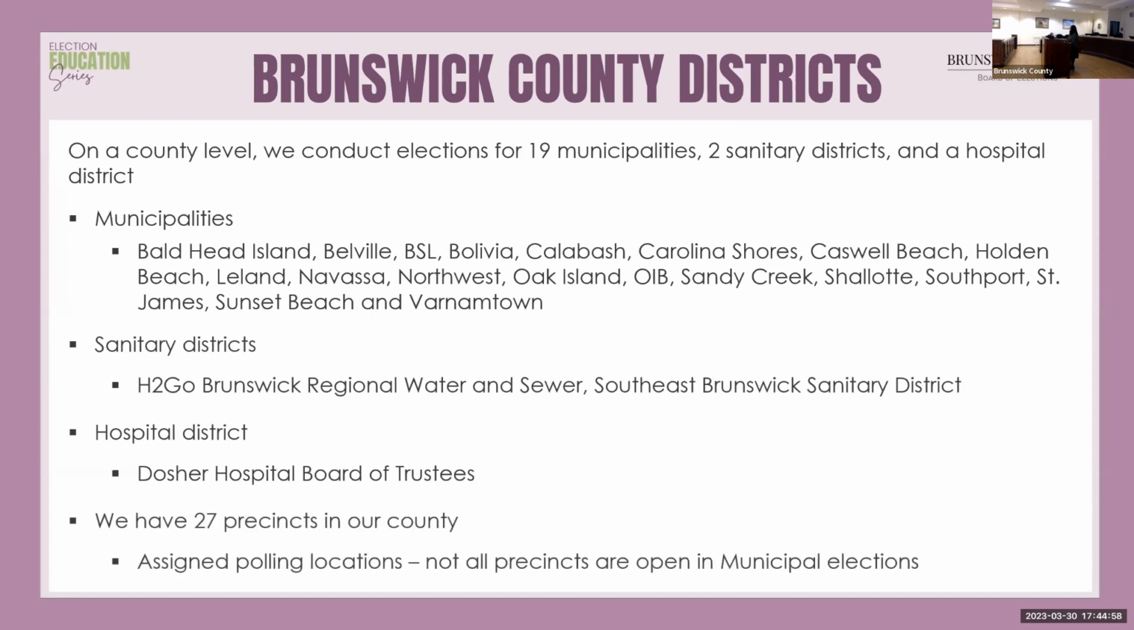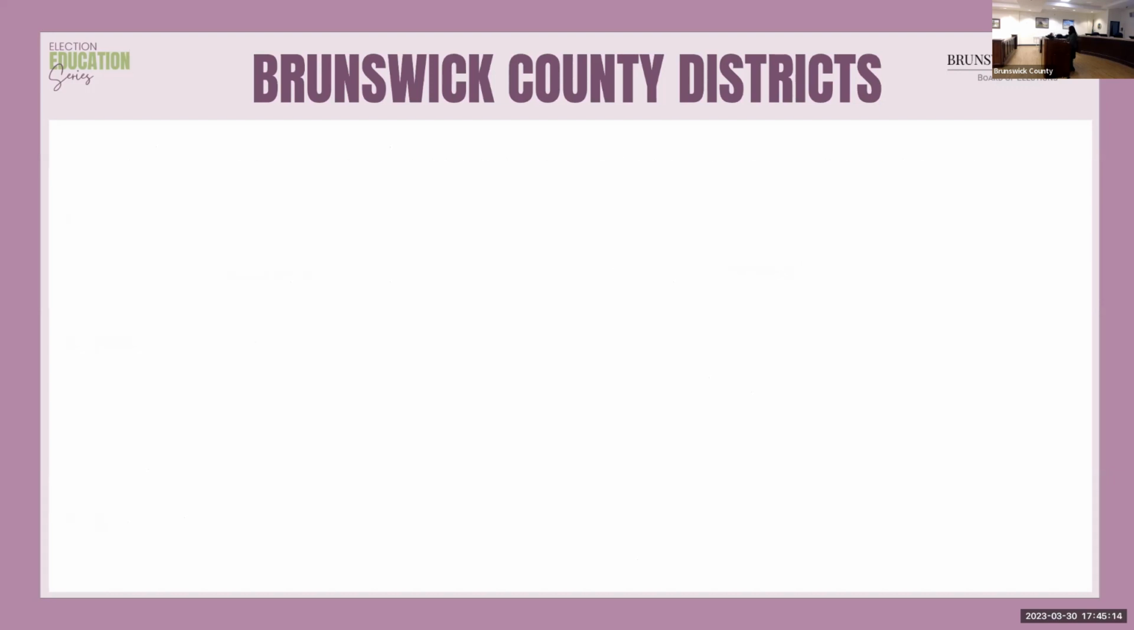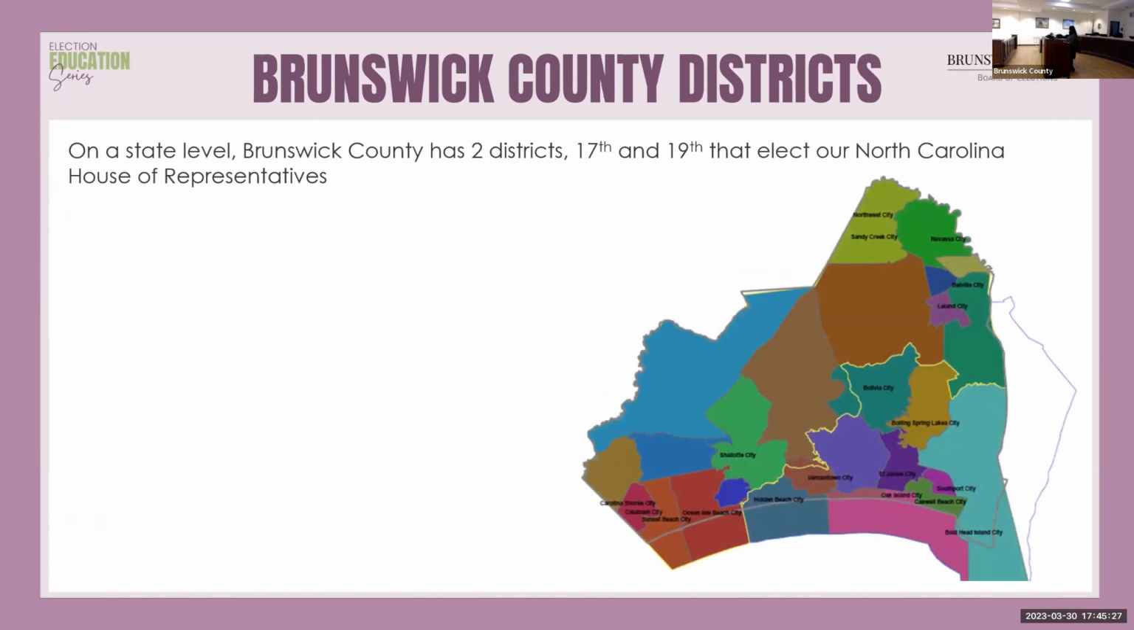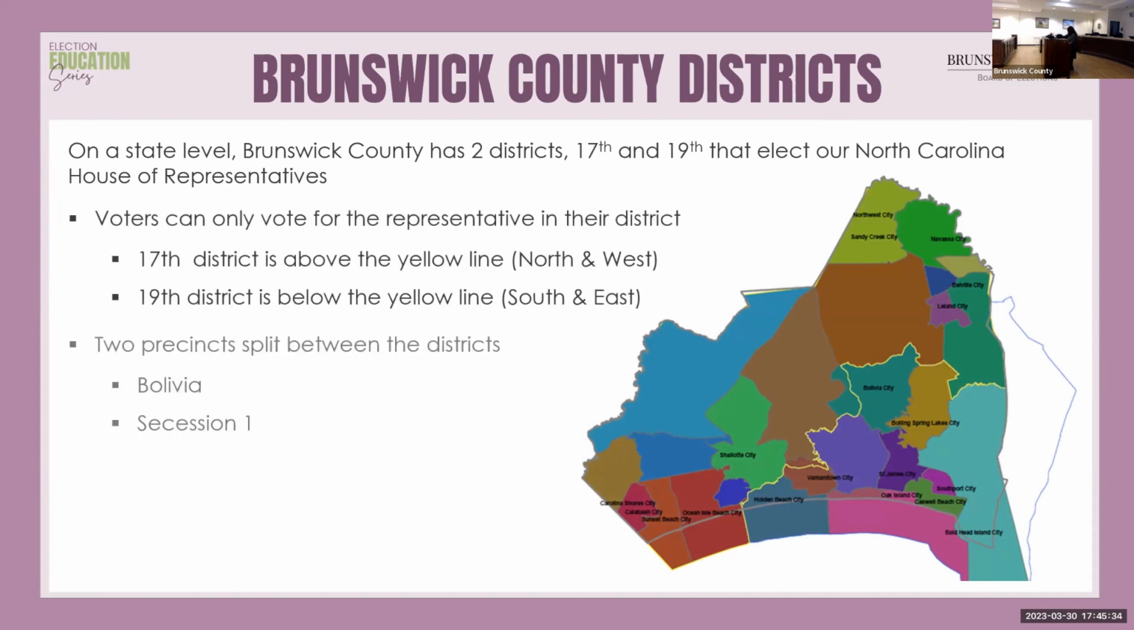We currently have 27 precincts in Brunswick County. Not all precincts are open in municipal elections, however. So eligible voters whose precinct is not open in a municipal election will receive written notification of where they should vote on election day. On a state level, Brunswick County has two districts that elect our North Carolina House of Representatives, the 17th and the 19th district. Voters can only vote for the representative in their district. So we have two precincts that split between districts 17 and 19. That's Secession 1 and Bolivia.